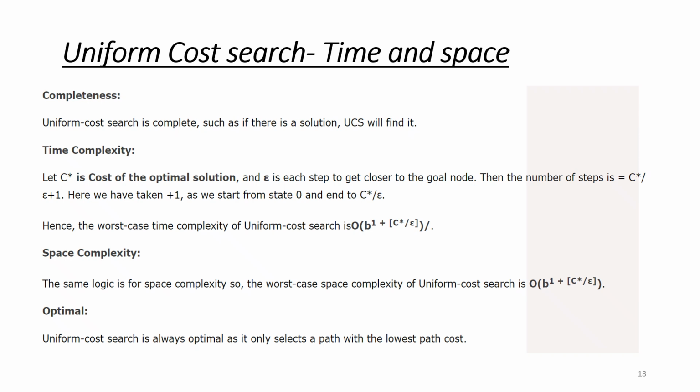The final formula is big O of b to the power of 1 plus C star divided by epsilon. That is the number of steps. So this is taken for the step size, and we can consider the start as state 0. Whenever we move through the process, it will be handled in the proper way. And b is the branching of every state, so we can observe the level of every state of the process. So this is the time complexity.